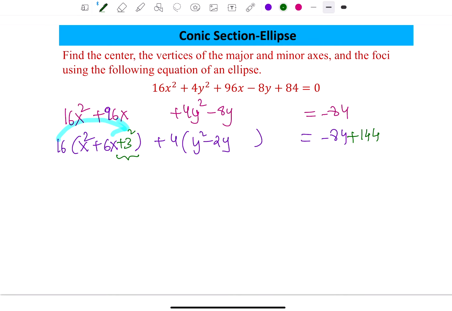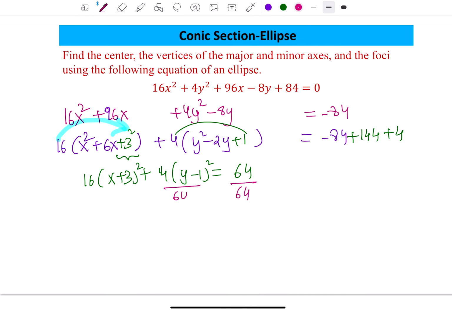For the y parentheses, I would be adding 1 squared, which is half of 2 squared, but I'm technically not adding just 1, I'm adding a 4. So I must add a 4 on the right-hand side as well. 16 times x plus 3 squared plus 4 times y minus 1 squared equals, on the other side, we'll have 64. Now to get a 1 on the right-hand side, let's divide everything by 64 and simplify it.